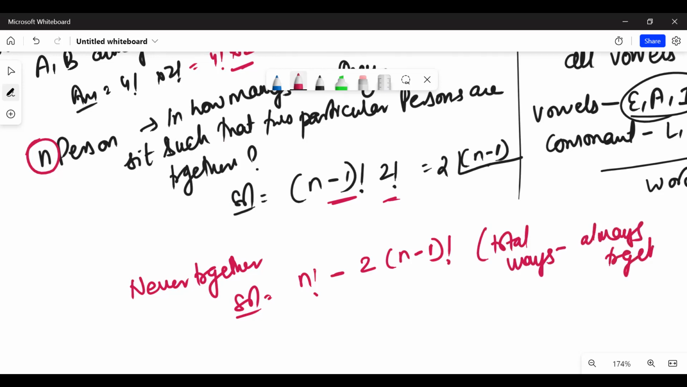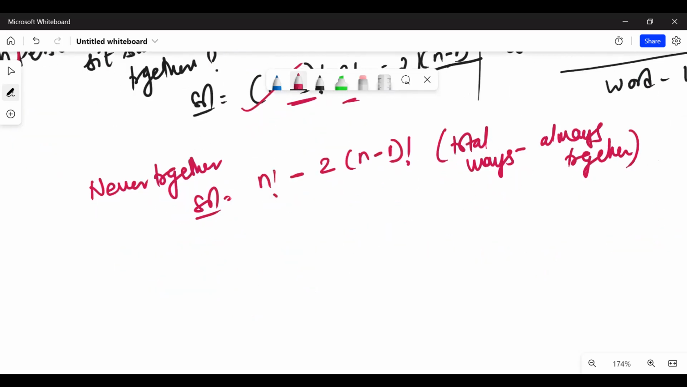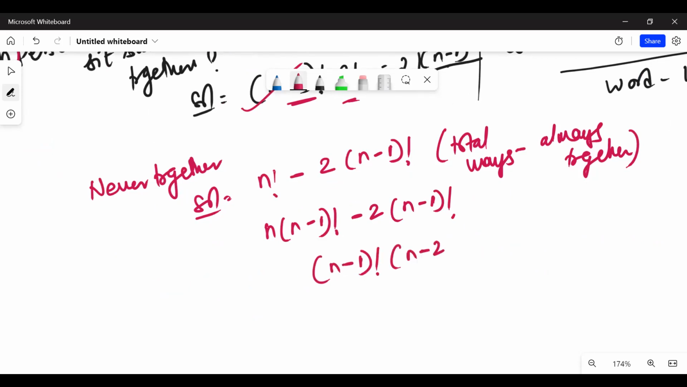So always together you already solved. Total ways is n factorial. This n I can write as n into (n minus 1) factorial, minus 2 into (n minus 1) factorial. Now if I take (n minus 1) factorial common, what is left with you? n minus 2. Clear? So you can write the same thing as (n minus 2) into (n minus 1) factorial. Any doubt?